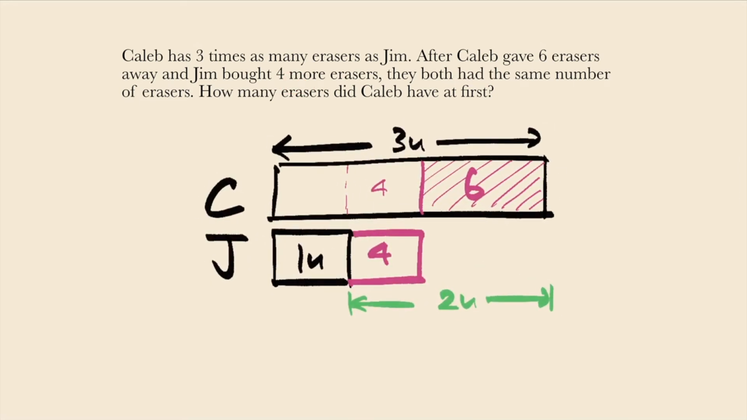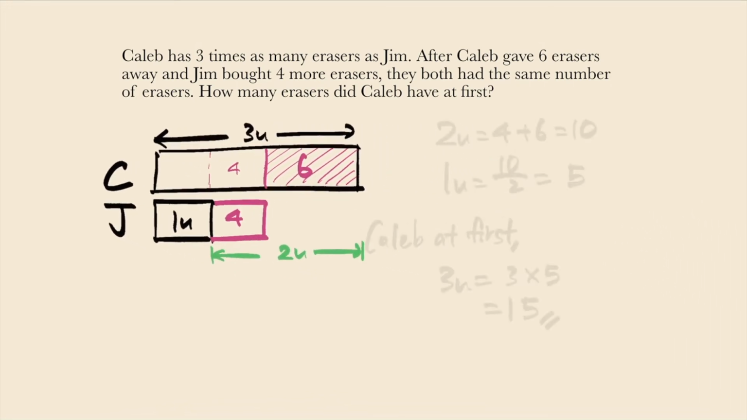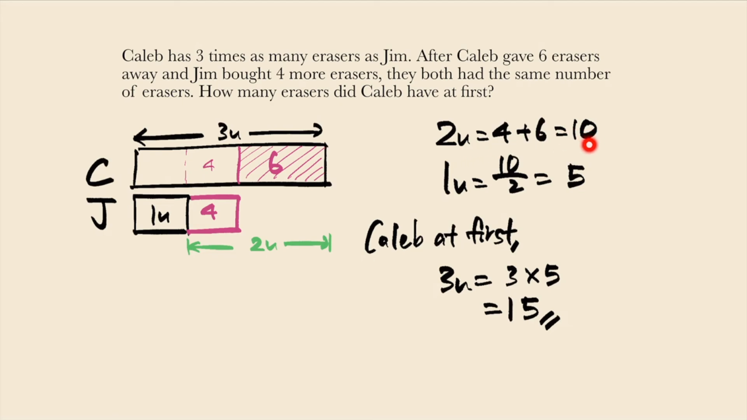So what does the model look like? Let's show Caleb losing 6 and Jim gaining 4, and the end result is they had the same number in the end. So gaining 4 here means this portion here is 4 as well. So the difference in terms of units is 2 units, and graphically you can see here that 2 units equal 10. So the equation is 2U equals 4 plus 6, that's 10. 1U is therefore 5. How many did Caleb have at first? So that's 3 units at first. So 5 times 3 would give us 15.